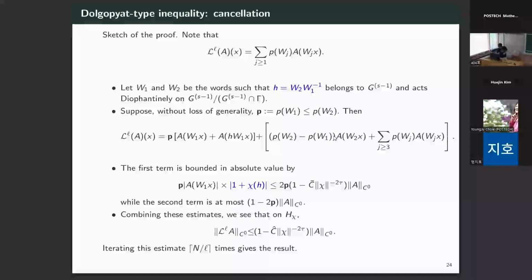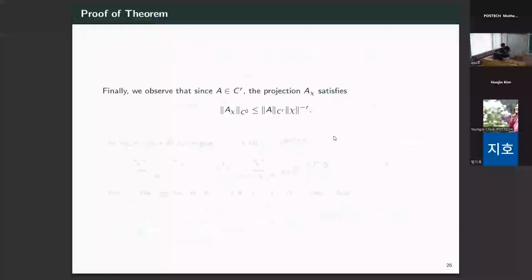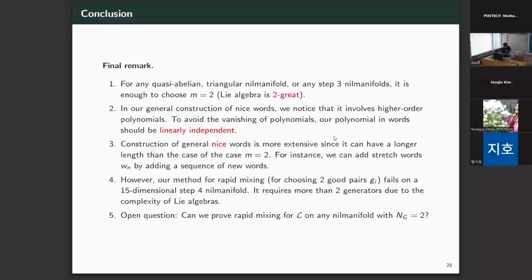So this is just part of the proof. I think it's too much. Just before finishing, for 1, 3, I just explained: we need to consider some general nice word. That kind of construction is not enough. We need to add something more inside.